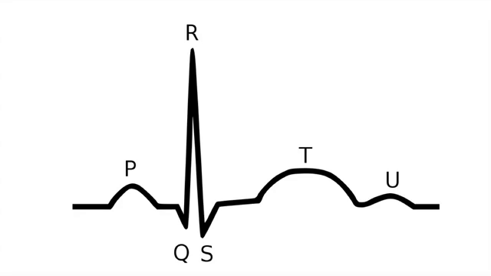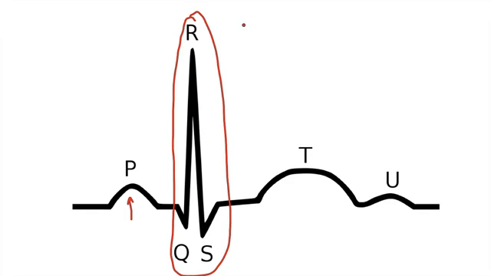So we're looking at an electrocardiogram, and you can see that we have a number of things. We have this peak over here, and we're going to call this the P wave, this peak right here. And then we have this section that we're going to call the QRS complex. And then we have the T wave, and sometimes we get this U wave, and we're going to talk about what these different waves show.